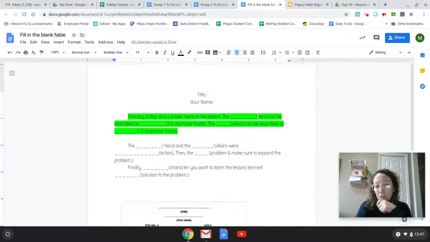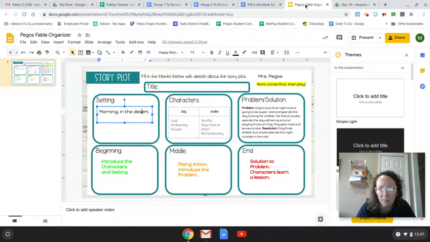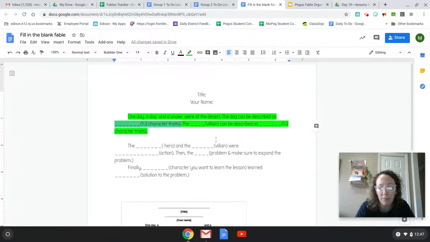And then here it says hero. I'm going to highlight this again. So the hero again is dog. Can be described as, and here I want to put 2 of the character traits that I want to use to describe dog. So I'm going to highlight this again. And I'm going to go back to my organizer. I said the dog was loyal, hardworking, and focused. So I'm going to say hardworking and focused. Described as hardworking and focused.